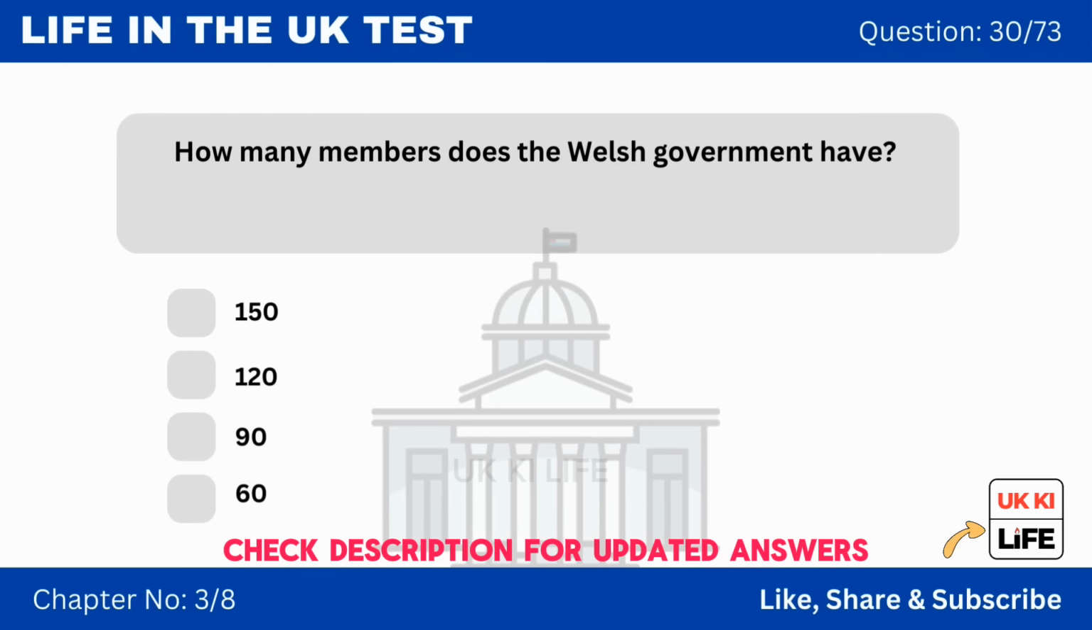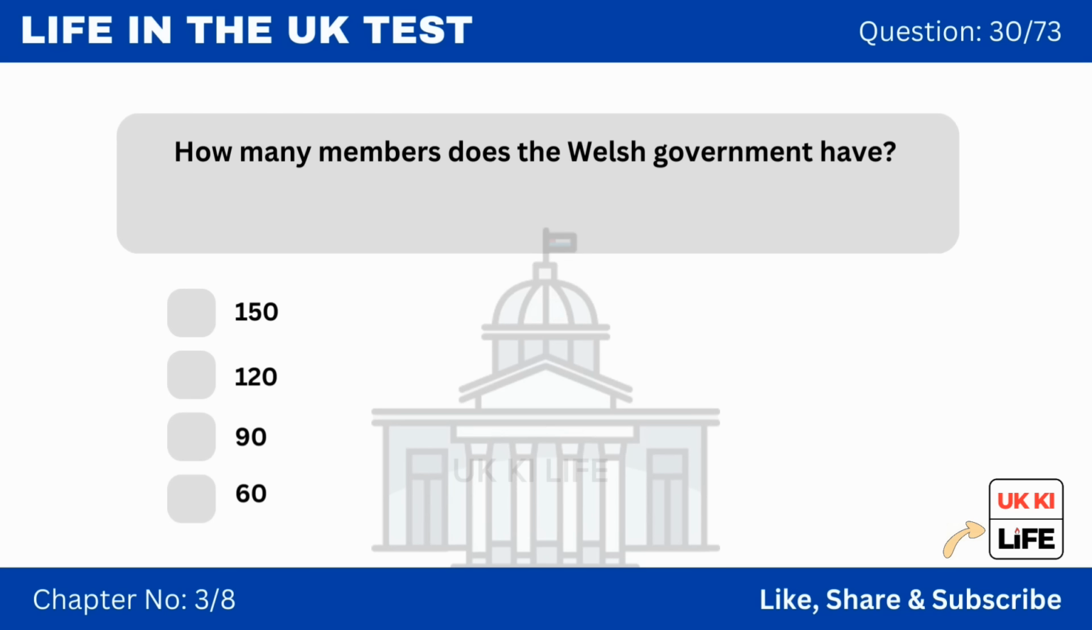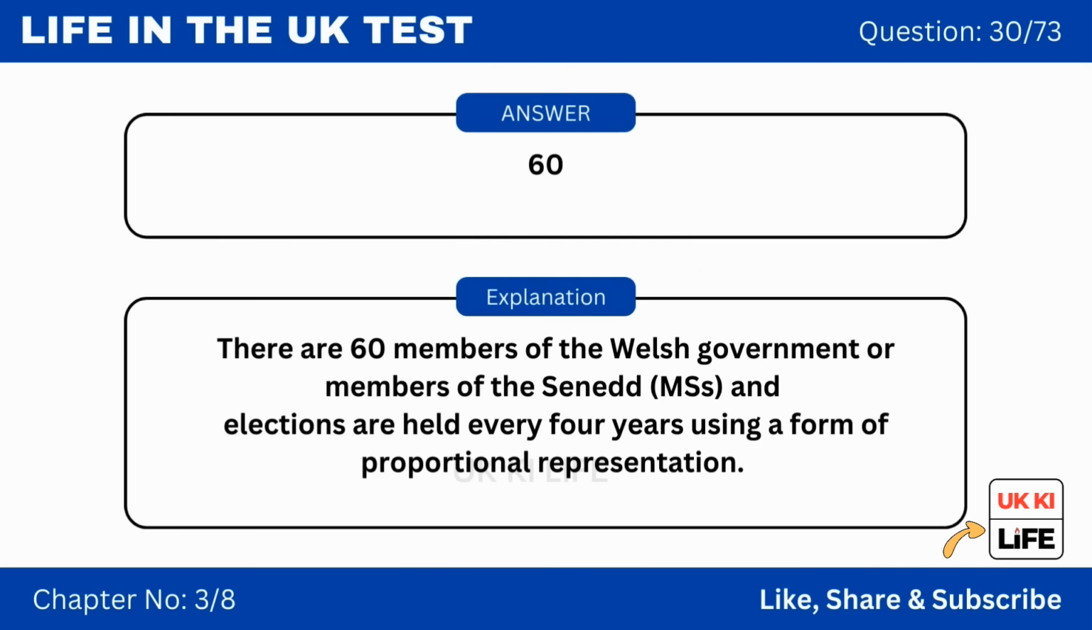Question 30. How many members does the Welsh Government have? 150, 120, 90, 60. The correct option is D. Explanation. There are 60 members of the Welsh Government or members of the Senedd, MSs, and elections are held every 4 years using a form of proportional representation.